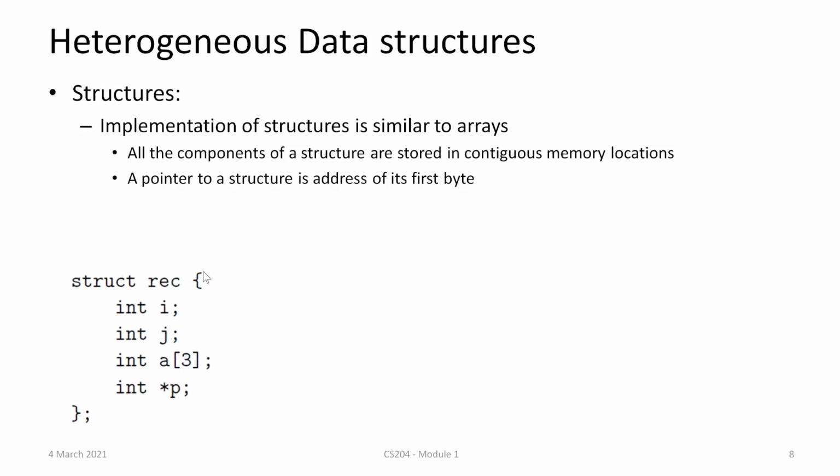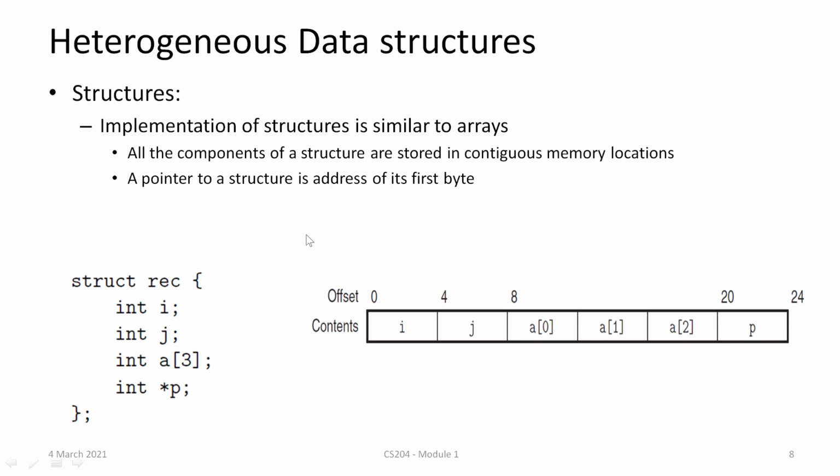Now, let's say we have a structure REC, short for record, and it has 4 elements: int i, int j, an array a of 3 elements, and a pointer. If we try to visualize how these would be stored in memory, it would look something like this. So this is the offset. Let's imagine that there is a pointer to the first location. If we add the offset 0, and use that address to load a value, that would be the value of i.